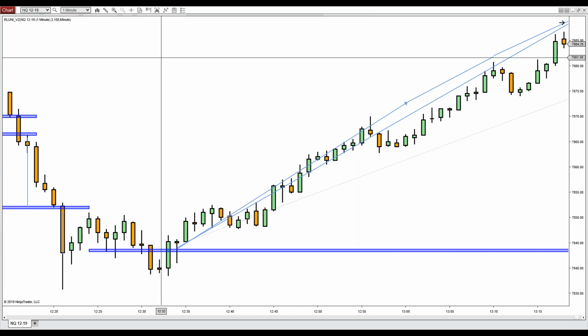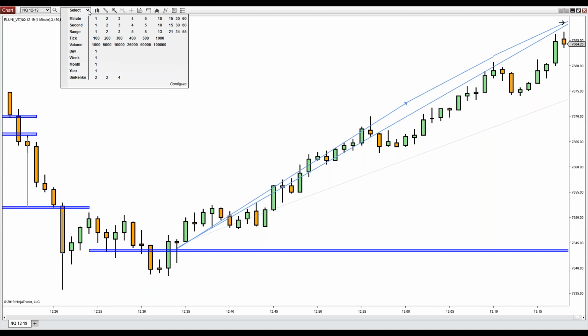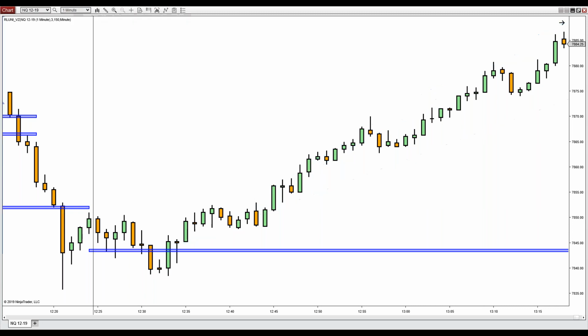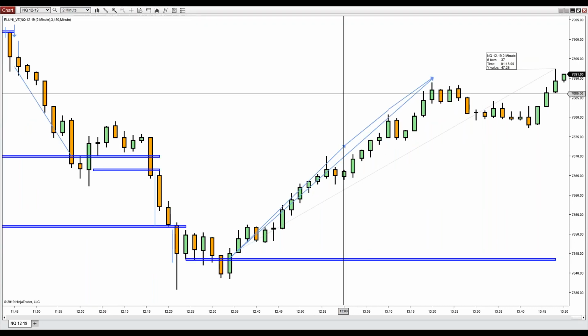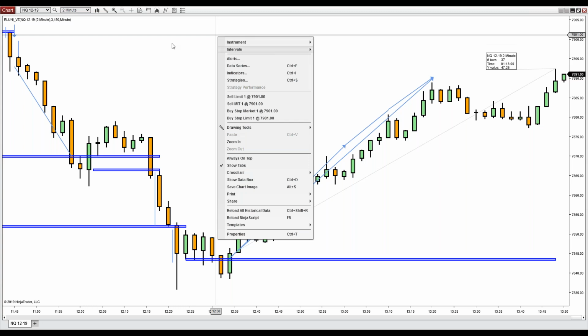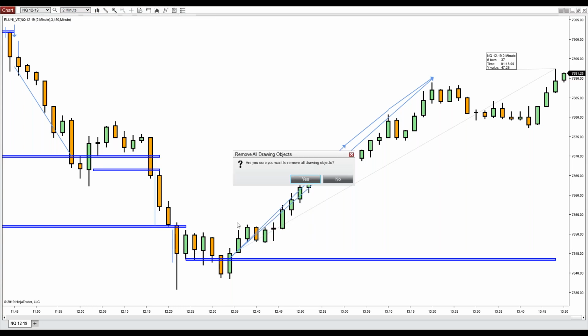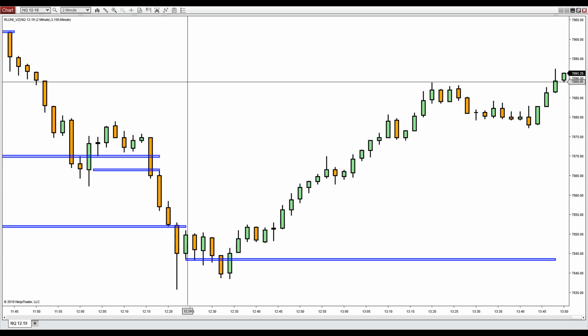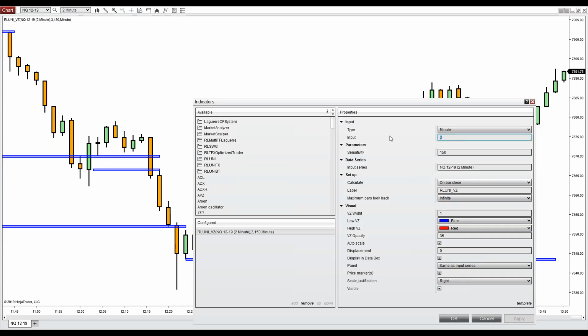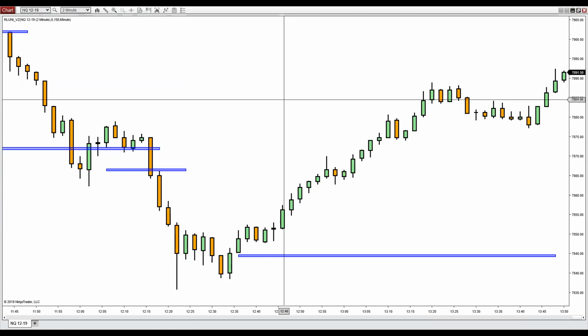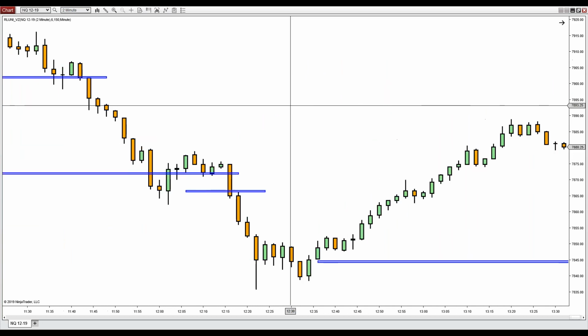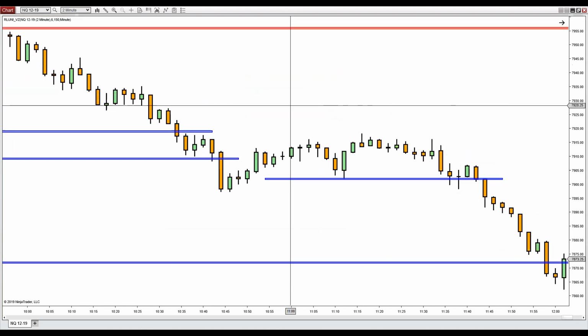I think I showed a 2 minute. I'll be happy to do that too. I mean, it's not going to change really much. This is really going to work on any time frame. And if we go to a 2 minute, let me take out all of the drawing objects. And all we have to do here on the indicator, let's go to 6 minutes. And you've got pretty similar areas.